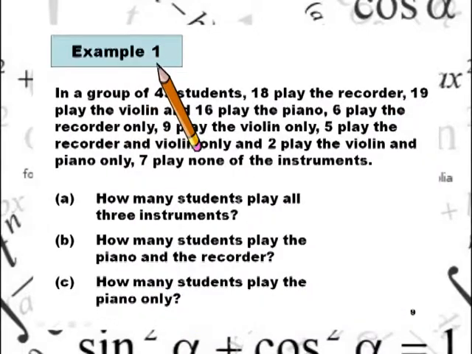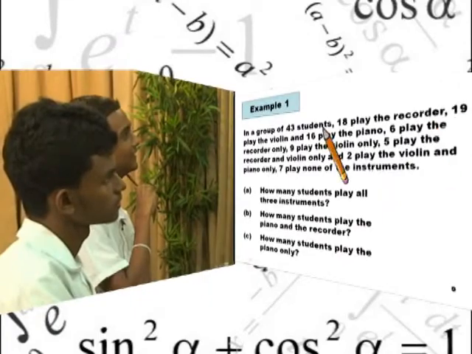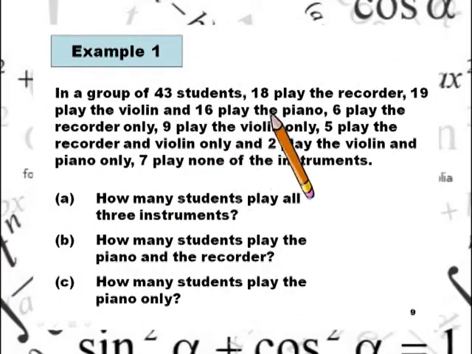Example 1. In a group of 43 students, 18 play the recorder, 19 play the violin, and 16 play the piano. 6 play the recorder only, 9 play the violin only, 5 play the recorder and violin only, and 2 play the violin and piano only. 7 play none of the instruments.